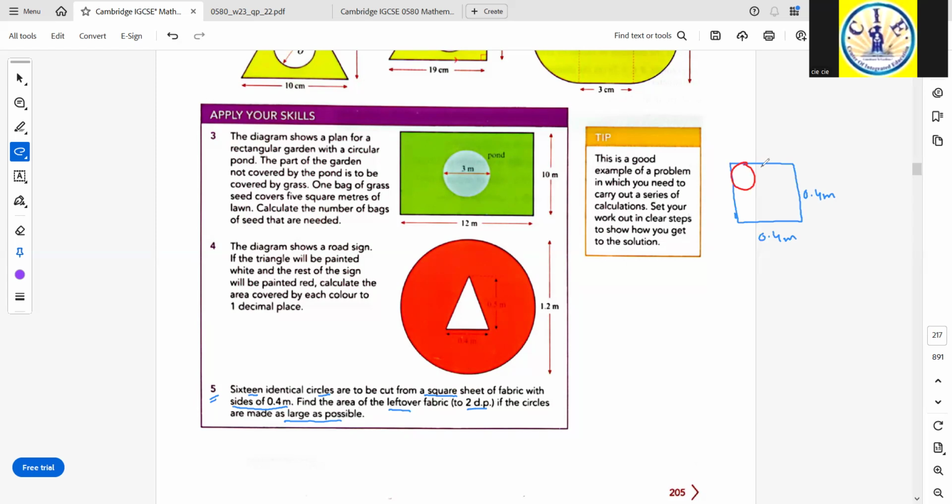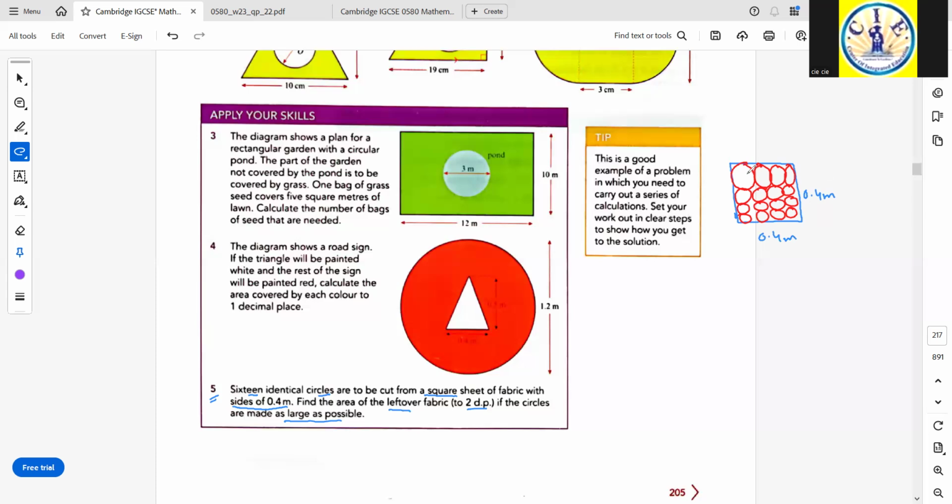like 1, 2, 3, 4. Then 1, 2, 3, 4. Then 1, 2, 3, and then 4. Then these are some sort of circles which have been drawn within this square.